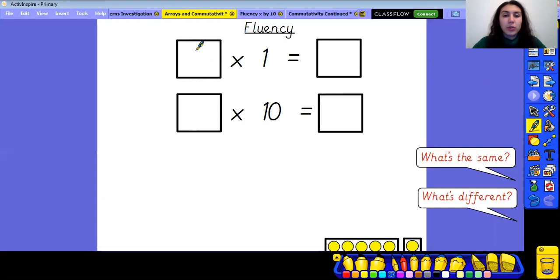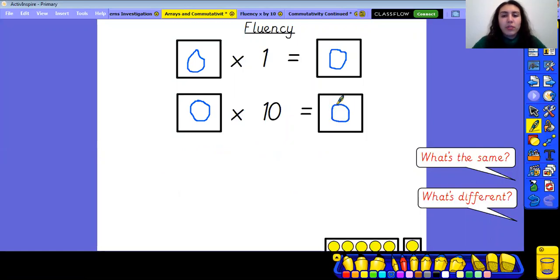Let's go to 0. 0 times by 1 equals 0. That's right, it's the same. If I've got no groups of 1, then I don't have anything. I've got nothing. What about if I multiply by 10 then? So here I've got 0 groups of 1. What about if I have 0 groups of 10? Exactly, I've got nothing here, so that means my answer is 0.